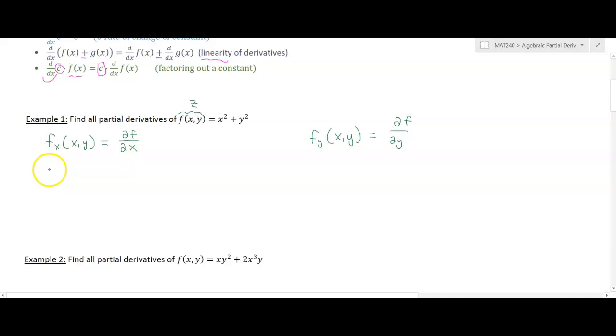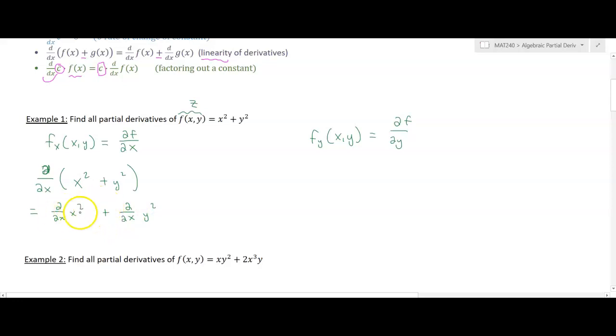Okay, so to find these partial derivatives, all we need to do is think about taking the partial derivative with respect to x of the expression x squared plus y squared. Now, to compute that derivative, we see that we have a sum in here, and from our property of linearity of derivatives, we can apply the derivative to the first term, which is x squared, and to the second term, which is y squared, and then add the results back together.